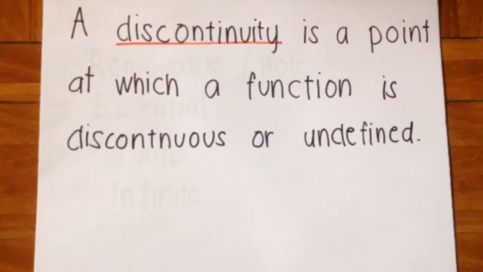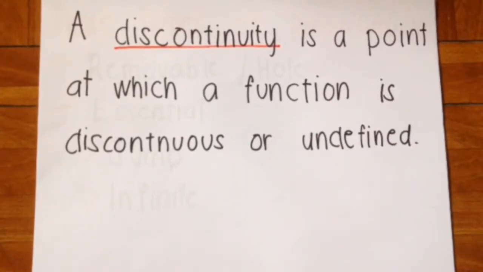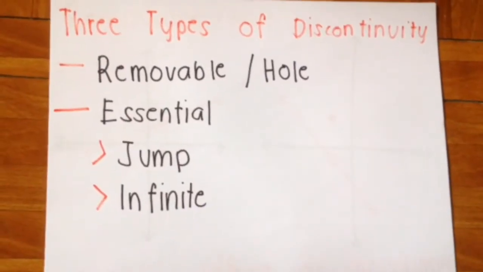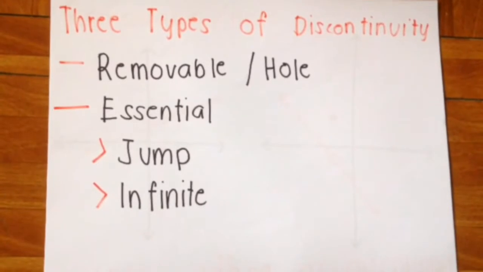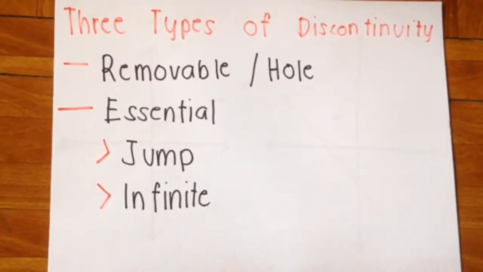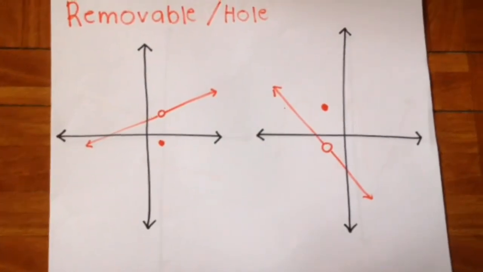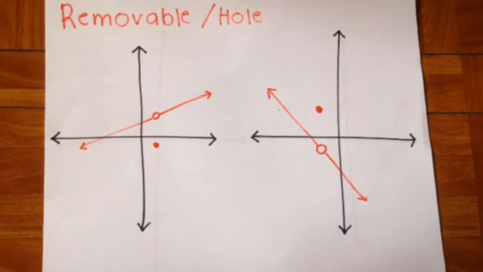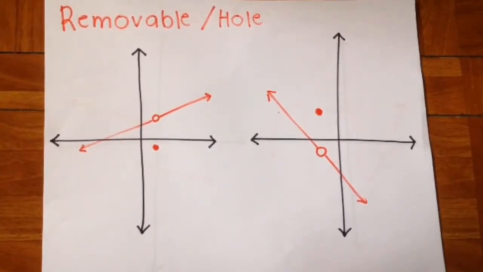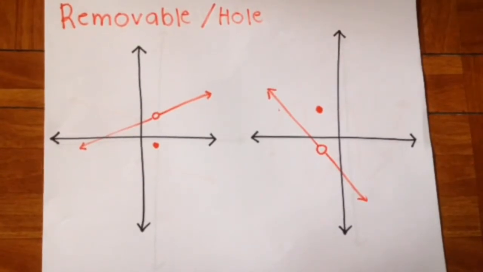A discontinuity is a point at which a function is discontinuous or undefined. These are the three types of discontinuity: removable or hole, and essential. There are two types of essential: the jump and infinite. This is an example of a graph of a removable or hole discontinuity. As you can see, there's a hole on the graph and there's a point below or above the graph.